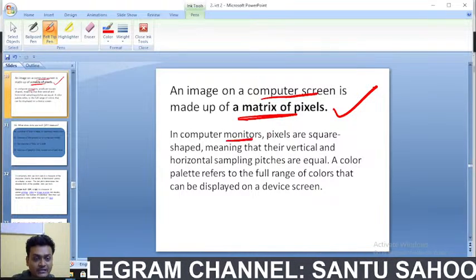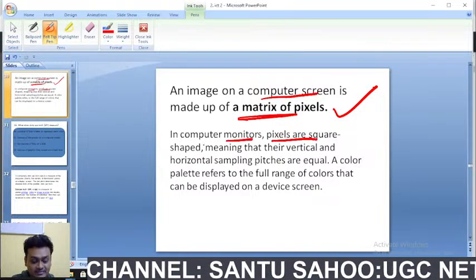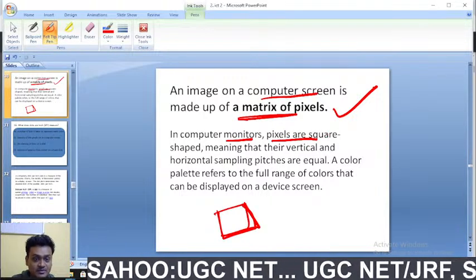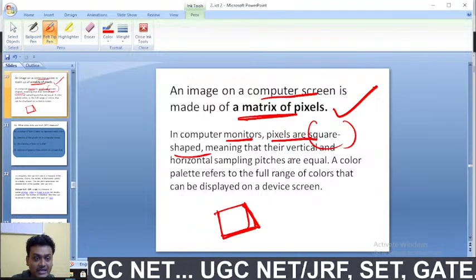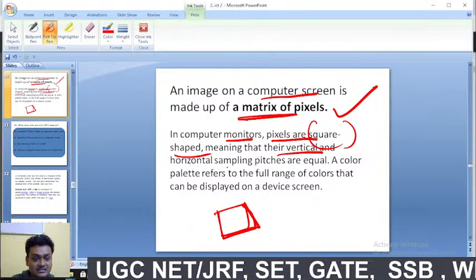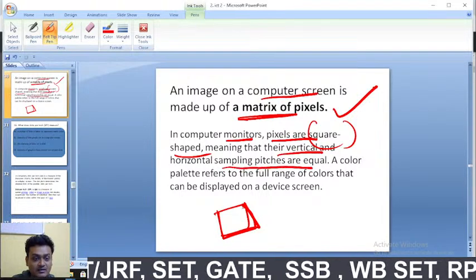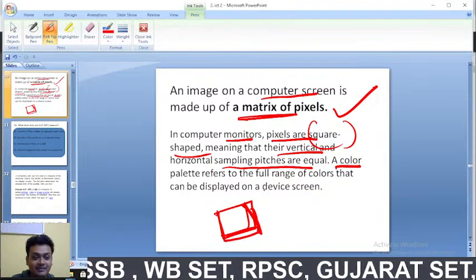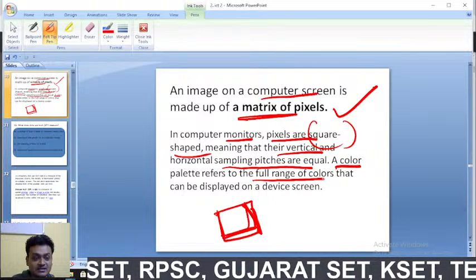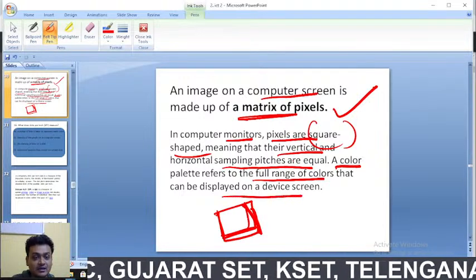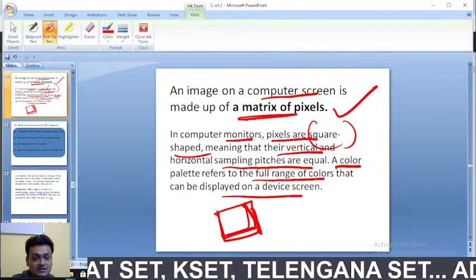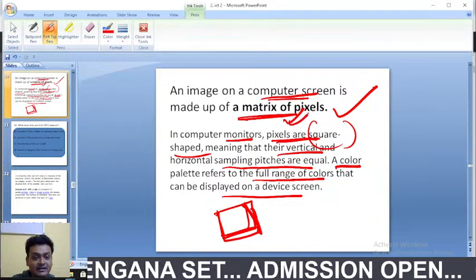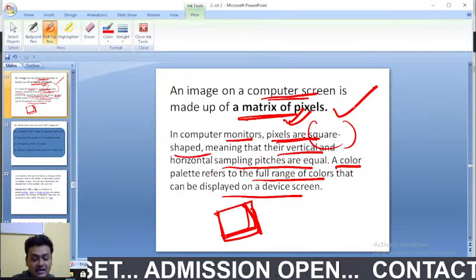In computer monitors, pixels are square shaped. कैसे है ये, इसको भी याद रखना. Pixels are square shaped. Square shaped meaning that their vertical and horizontal sampling pitches are equal. ठीक है, चलो. A color palette refers to the full range of colors that can be displayed on a device screen, but here pixels are square shaped. An image on computer screen is made up of matrix of pixels, and pixels are square shaped.